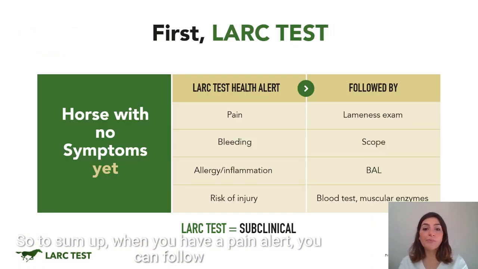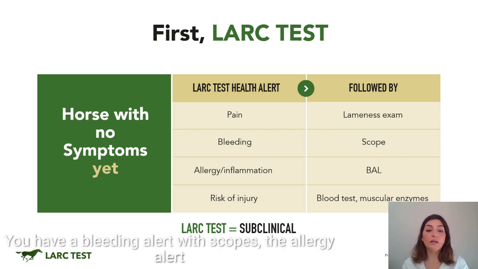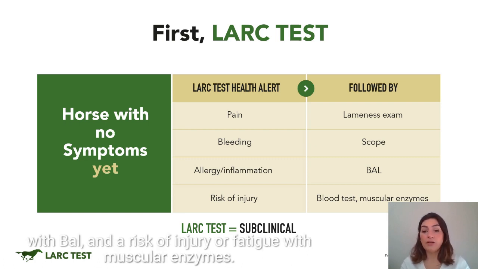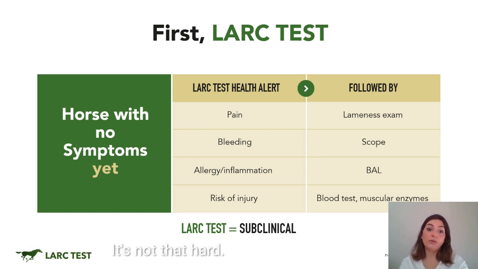So to sum up, when you have a pain alert, you can follow up with lameness exams. You have a bleeding alert with scopes, an allergy alert with BAL, and a risk of injury or fatigue with muscular enzymes. And of course, check that the next workout is not that much harder.